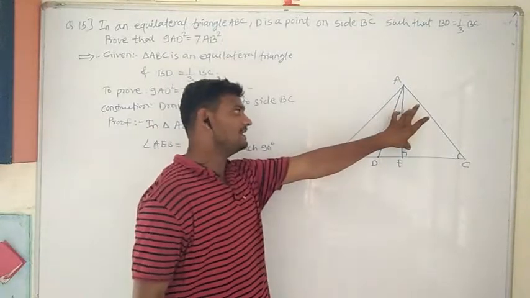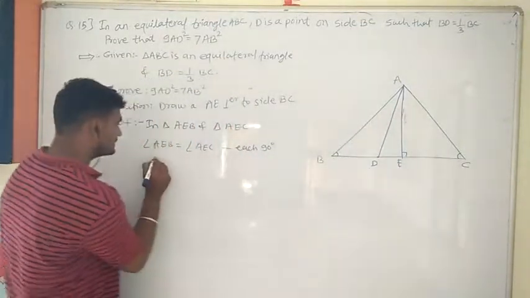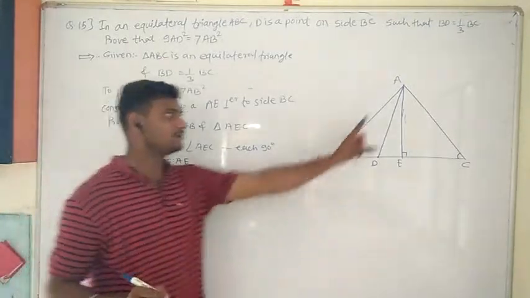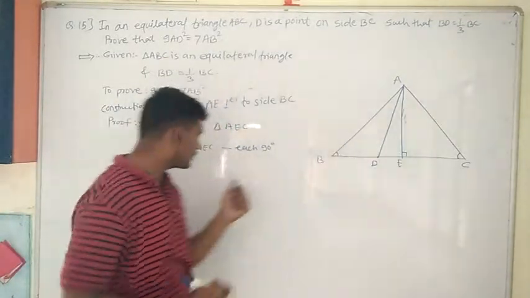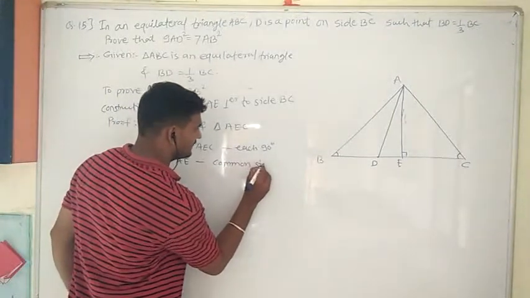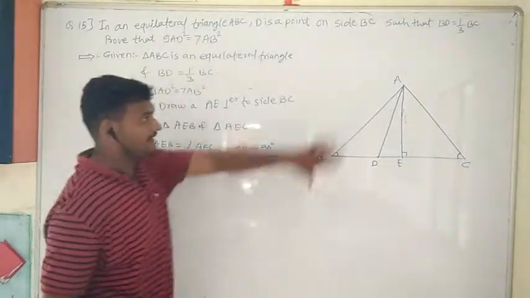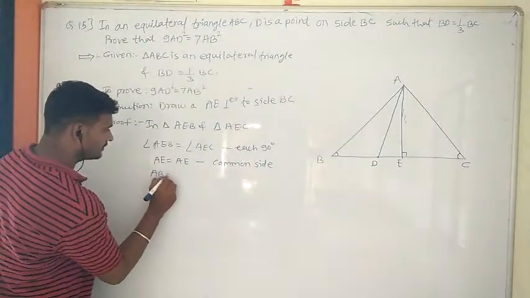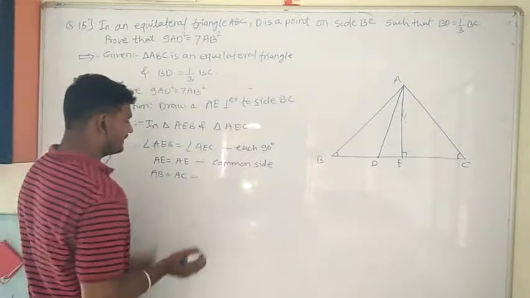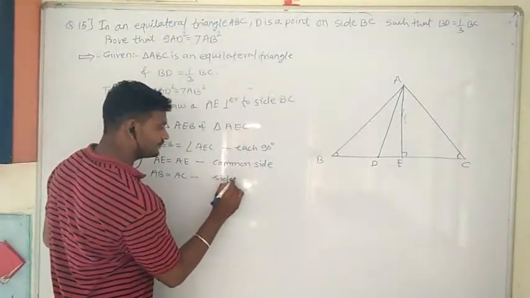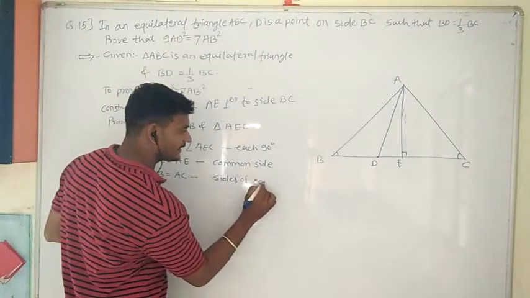Can we write side AE is equal to AE? Why? It is a common side for both the triangles. And side AB is equal to AC. Why? Sides of an equilateral triangle.